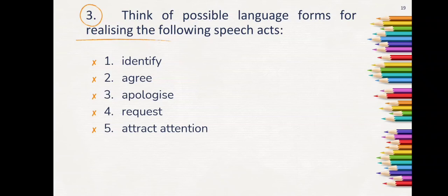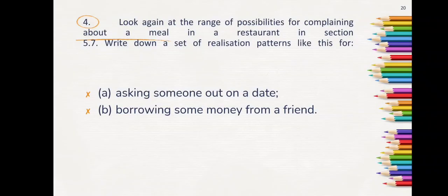Number three: think of possible language forms for realizing the following speech acts: identify, agree, apologize, request, and attract attention. Number four: look again at the range of possibilities for complaining about a meal in a restaurant in section 5.7. Write down a set of realization patterns like this for asking someone out on a date or borrowing some money from a friend.